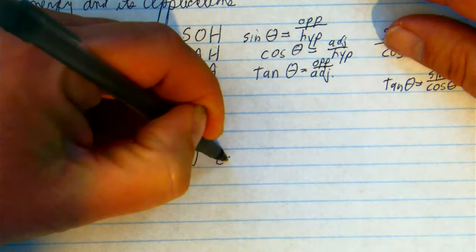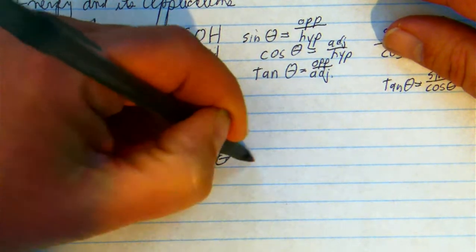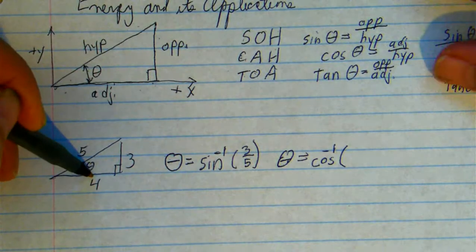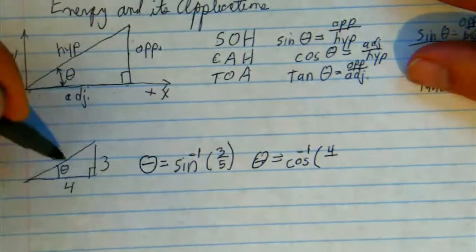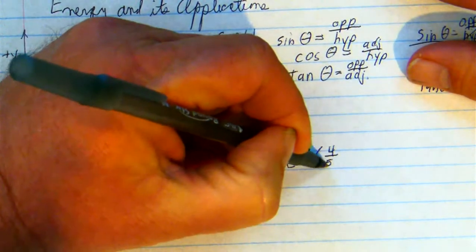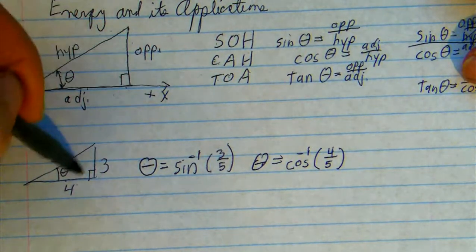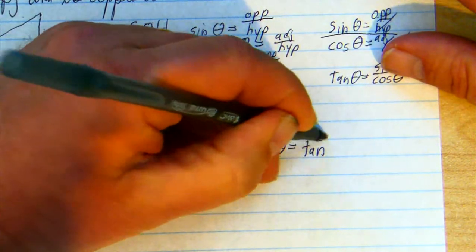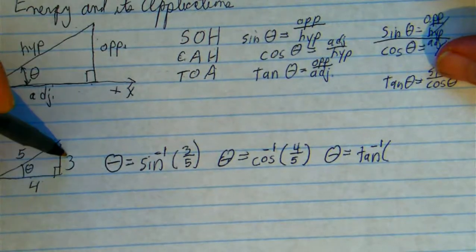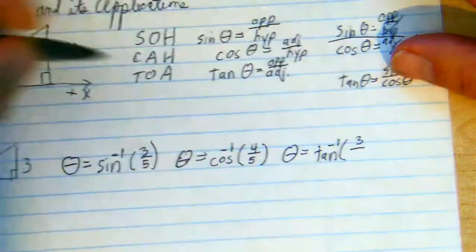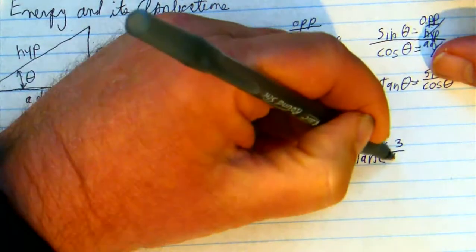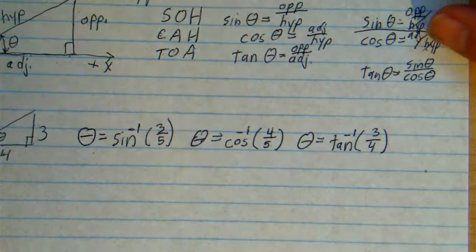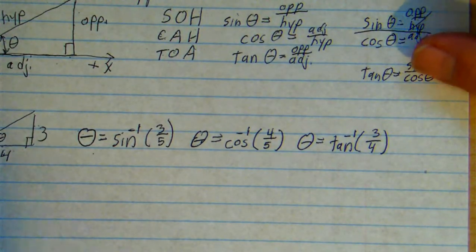Theta is also the inverse cosine of the adjacent side, 4 in this example, divided by 5, the hypotenuse. We can also say that theta is the inverse tangent of the opposite side, 3, divided by the adjacent side, 4. All three of these will give exactly the same angle.